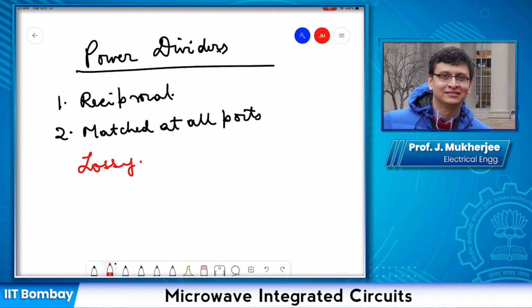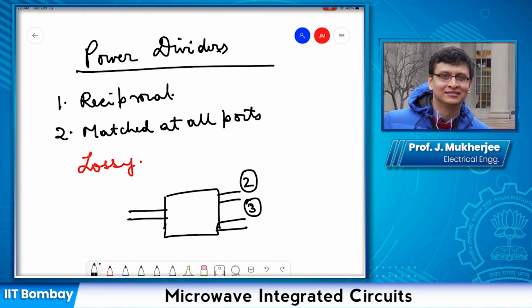So in a three-port network, a power divider will take power. Suppose this is our power divider. If this is a three-port device, there is say a port 2, port 3, and a port 1. Power will be inputted at port 1 and outputted at port 2 and port 3.